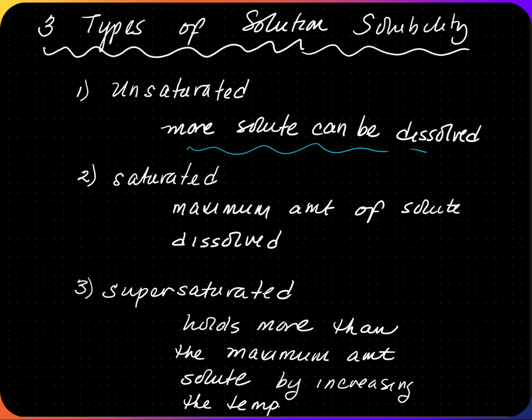If the solution is saturated, that's the maximum amount of solute dissolved. So if I add 1 grain of salt into the solution, it will not dissolve. It will settle to the bottom of the beaker. If it's supersaturated, it can hold more than the maximum amount of solute, and you can do this by increasing the temperature. But these are very unstable. Once you slightly touch it, the solid will precipitate out.